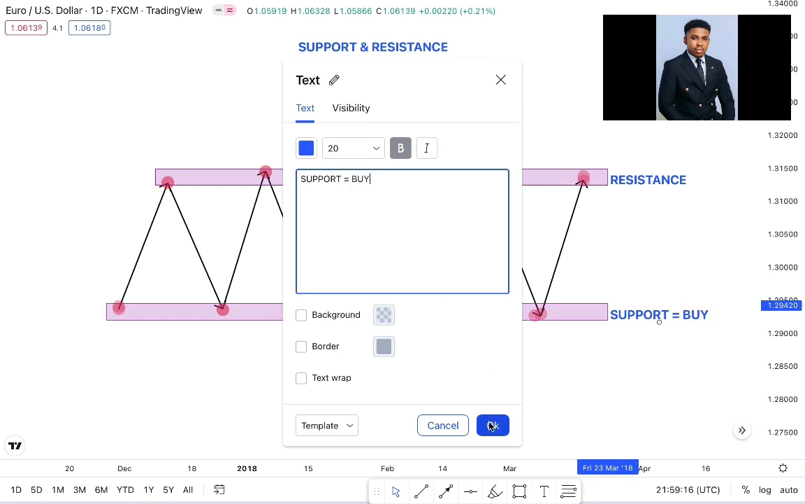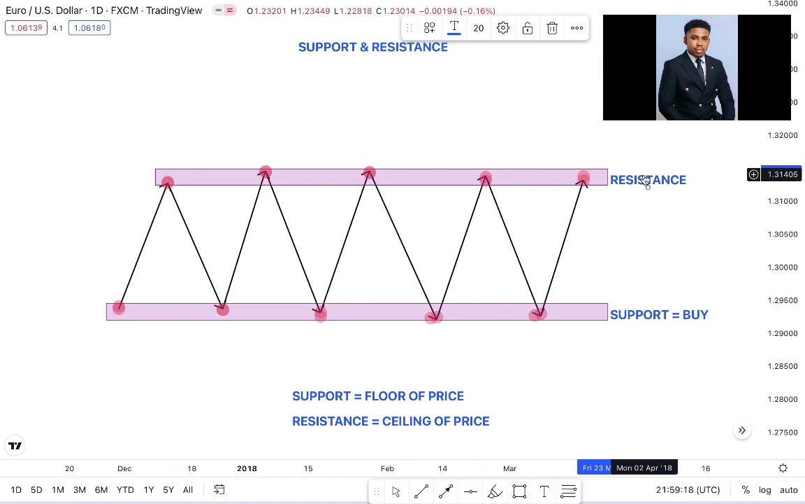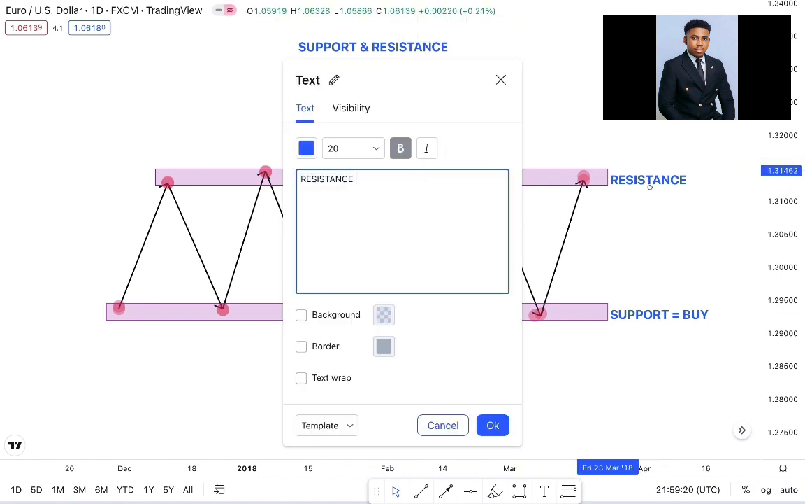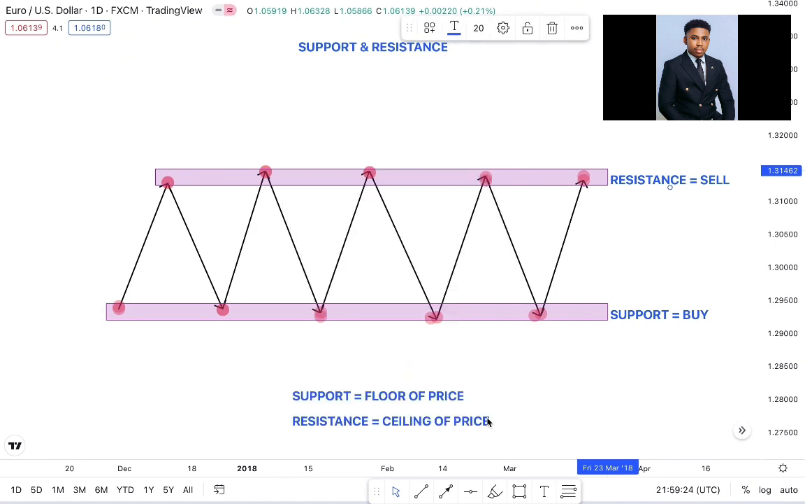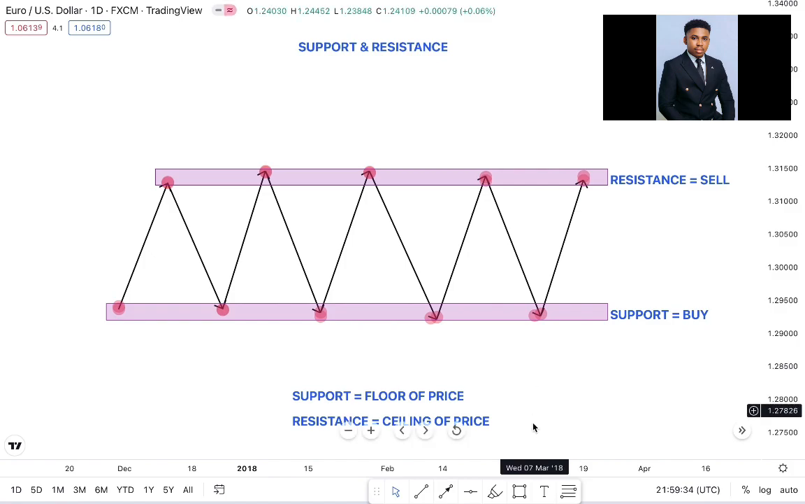So whenever price gets to a support level, you want to buy, and whenever price gets to a resistance level, what do you want to do? You want to sell, okay? So I hope that is clear. If you're confused at any point in time, you could always refer back to this video. So now we'll go back to the live chart and illustrate this on the live chart.